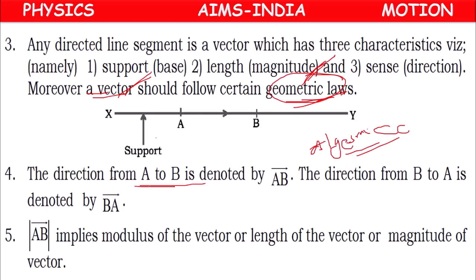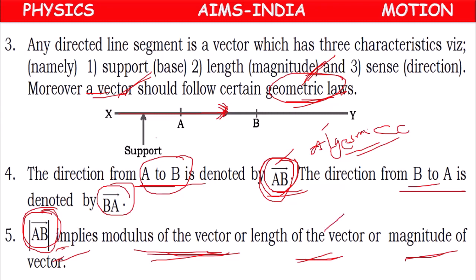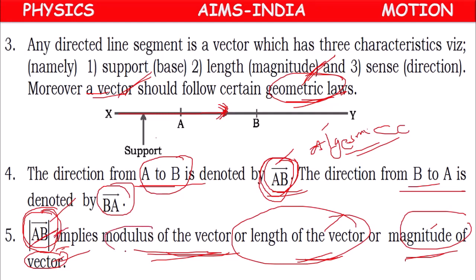Okay, children. So vector means the direction from A to B. This is a body moving like this. The direction from A to B is denoted by AB bar. The direction from B to A is denoted by BA bar. The modulus of AB bar is the modulus of the vector, which gives the length of the vector, the magnitude of the vector without direction. AB bar means a vector with magnitude and direction. Modulus of AB bar means only the magnitude, no direction. If we want to find the length or magnitude of a vector, we have to make use of the modulus of a vector.